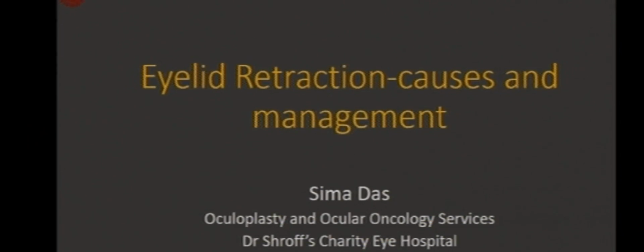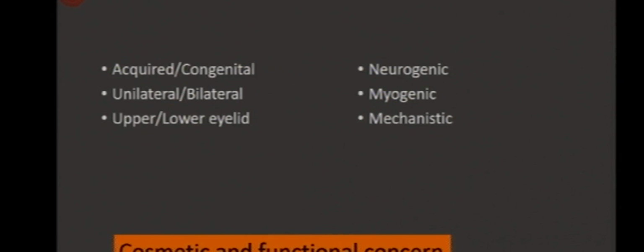I will be talking about eyelid retraction, which is a pretty common condition which we see in our clinics. If you have to classify the retraction, it can be based on the etiology, whether it's a neurogenic, myogenic or mechanistic cause, or we can divide it into an acquired or a congenital category, whether it's involving the upper eyelid, both eyelids, or just the lower eyelid, and whether it's unilateral or bilateral.